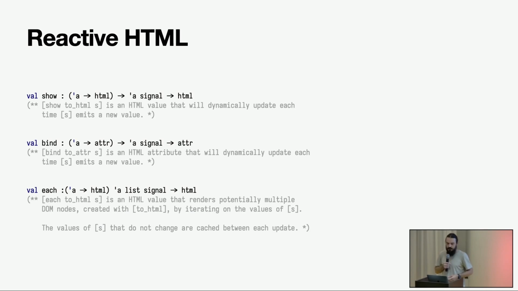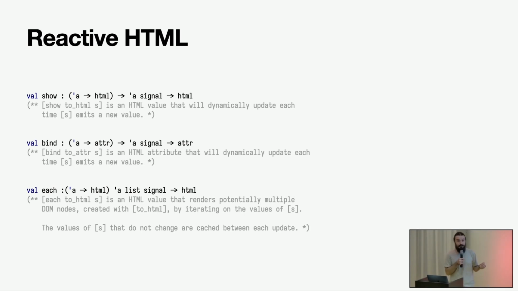Well, we use reactive HTML, and we only need 3 functions to do that. That's all. We might have some different versions of these functions to help us do things more conveniently, but these are like the essential API that we need to work with. So show takes a signal and converts values of that signal into HTML, and it will update that node as the signal is emitting new values.